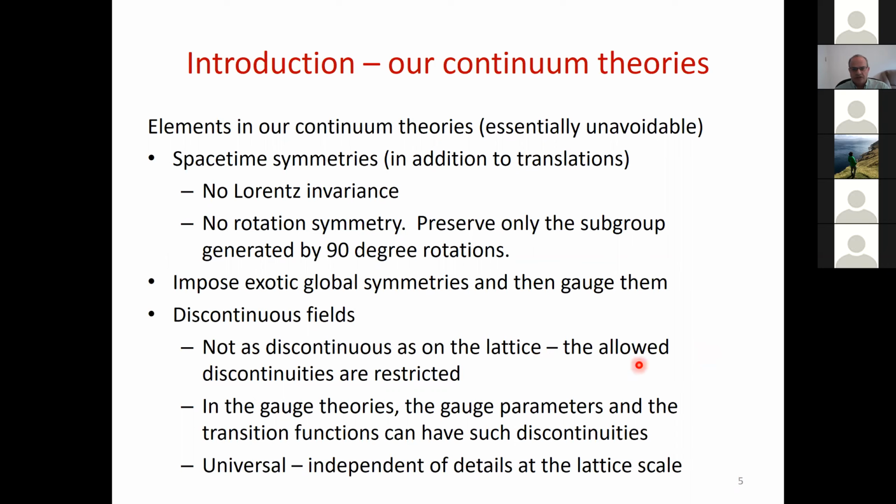So I should clarify that the fields will not be as discontinuous as on a lattice. On the lattice, everything is discontinuous because the fields at different points are totally uncorrelated. But they will also not be as smooth as in the standard continuum field theory. And we will consider maps from space-time, which is continuous, to target space, and the map will allow certain discontinuities, and I'll spell out exactly what we allow and what we do not allow.